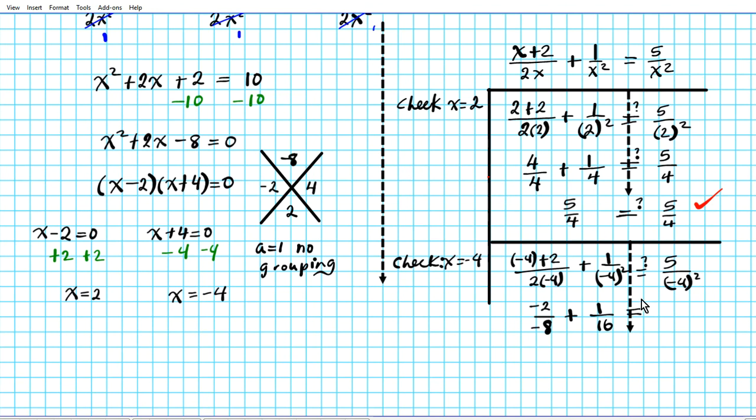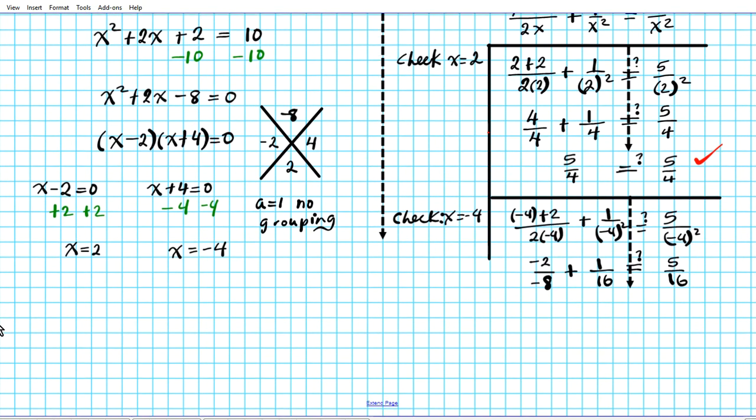Now, is this equal to 5 over 16? Is it? Well, let's keep working and see what happens. If you divide two negatives, negative divided by negative is positive, so this becomes a plus. So is 2 over 8 plus 1 over 16 equal to 5 over 16? Is it?